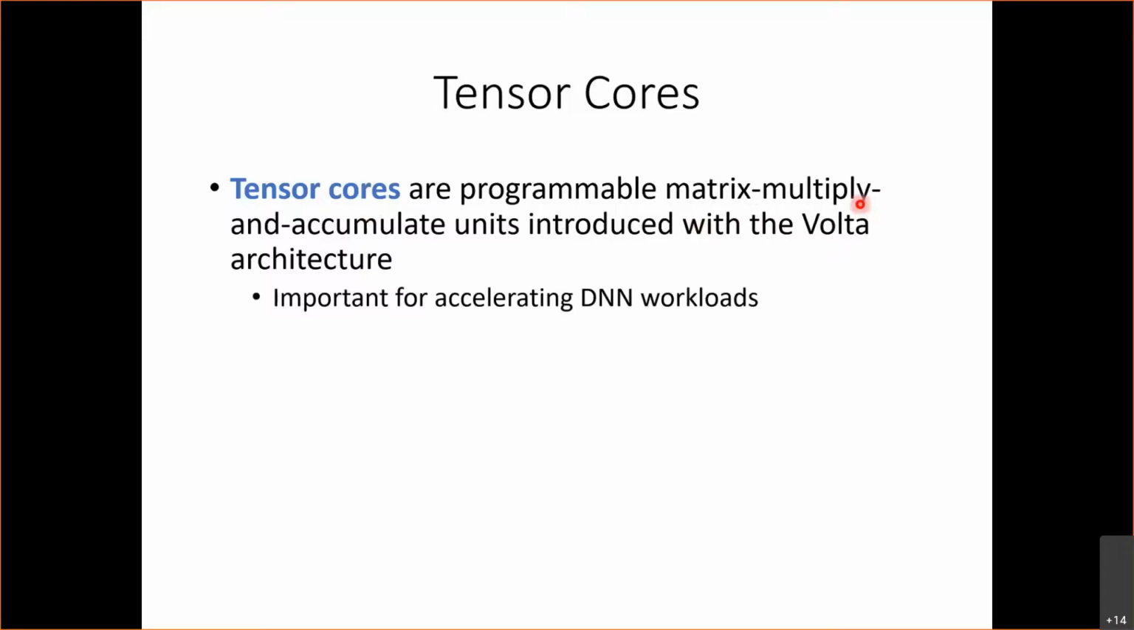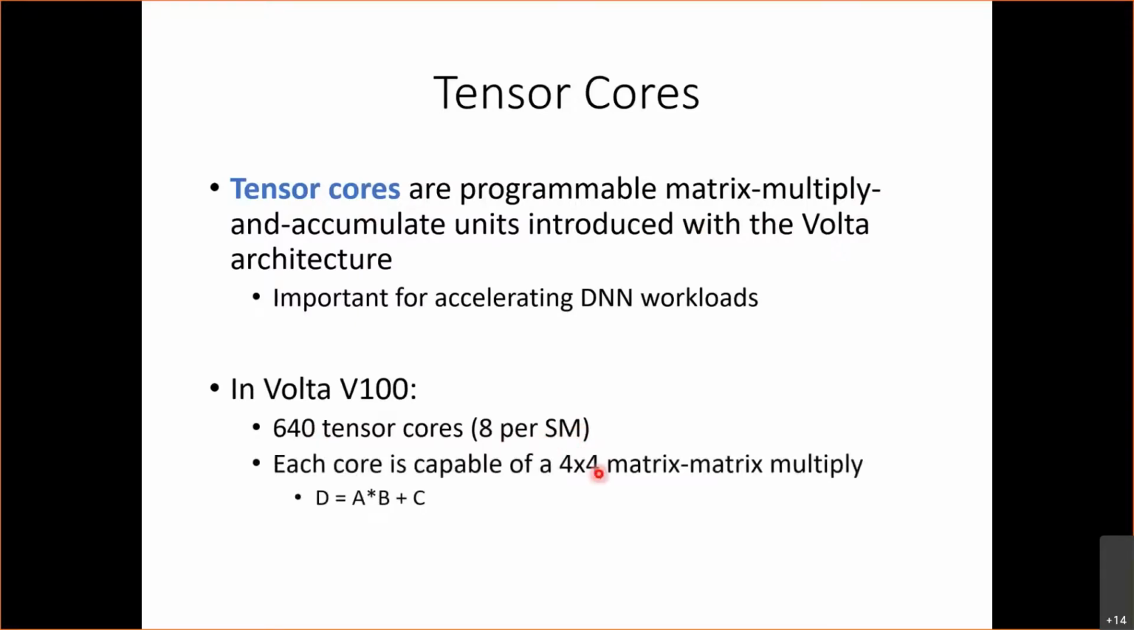So in the Volta V100 architecture, we have 640 tensor cores. Since we have 80 SMs, there are actually 8 tensor cores per SM. And each one of these 8 tensor cores is capable of doing a 4x4 matrix multiply. So it can do a D equals A times B plus C operation. Here, D, A, B, C are all 4x4 matrices. Any questions about this?